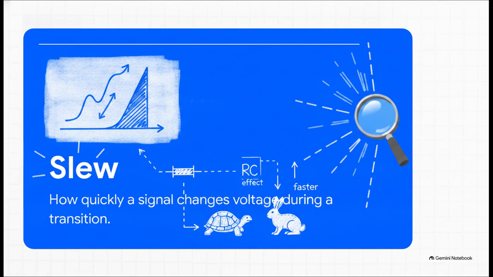Let's apply that plumbing analogy directly to speed. This brings us to a critically important concept called slew. Slew basically describes how quickly a signal changes voltage, so jumping from low to high or high to low. If an interconnect has high resistance and high capacitance, it creates what we call a strong RC effect. As that RC effect goes up, the transition really bogs down. In engineering terms, we say your slew degrades.